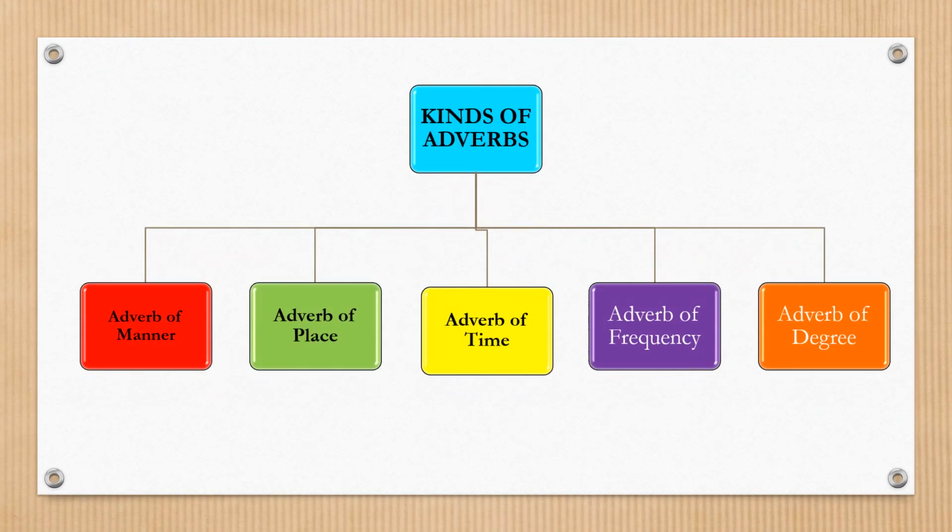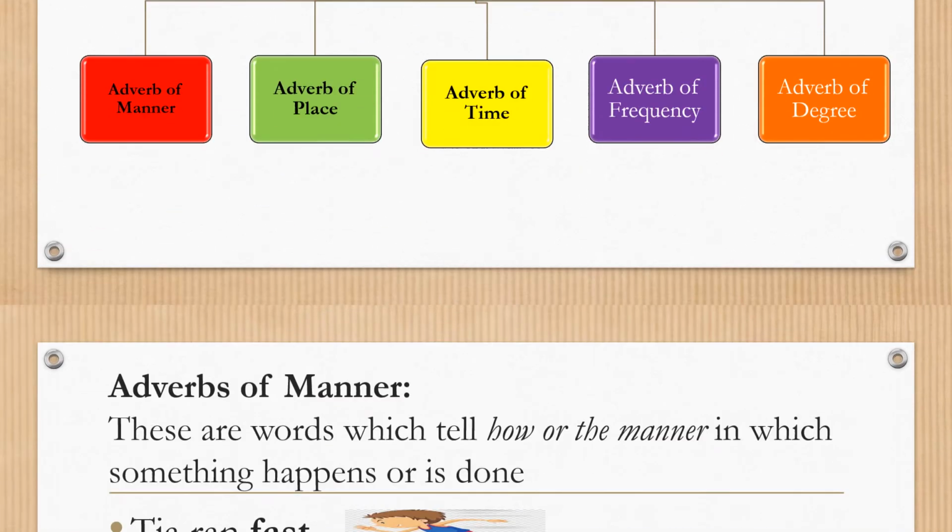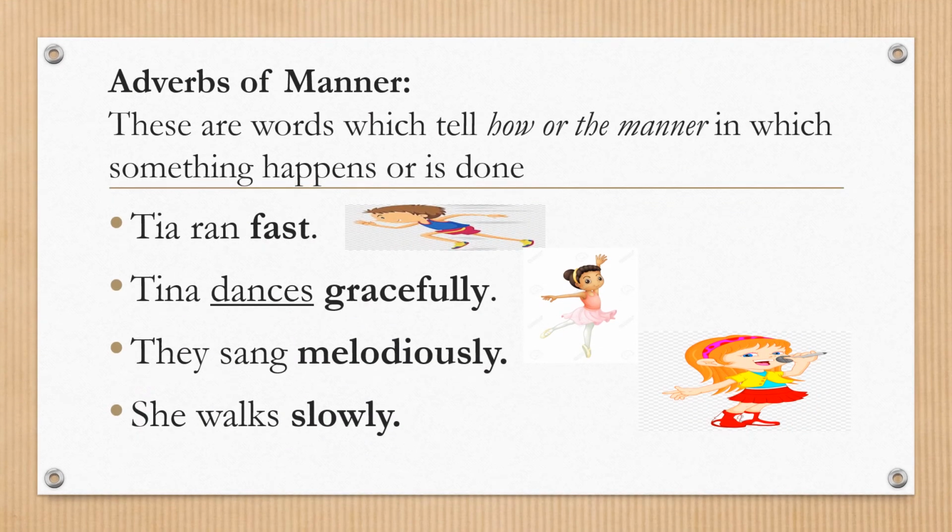Here are the kinds of adverbs. Adverb of manner, adverb of place, adverb of time, adverb of frequency and adverb of degree. These 5 kinds of adverbs we are going to learn. First, let us proceed with adverb of manner. Adverb of manner tells us how the action is done. These are the words which tell how, or the manner in which something happens or is done.